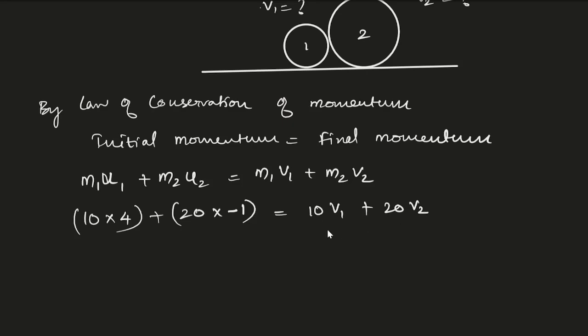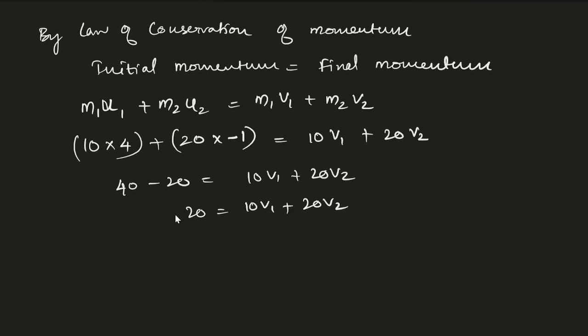Okay, so we have to do the calculation now. 40 minus 20 equal to 10 v1 plus 20 v2. So it remains 20 equal to 10 v1 plus 20 v2. We can further simplify this. We can have the equation as v1 plus 2 v2 equal to 2. So this is our first equation from the law of conservation of momentum.